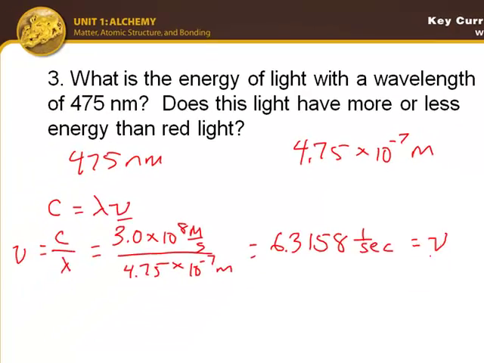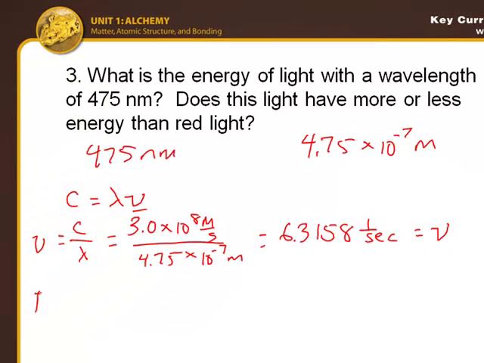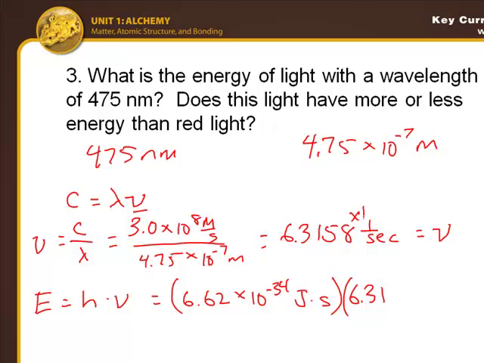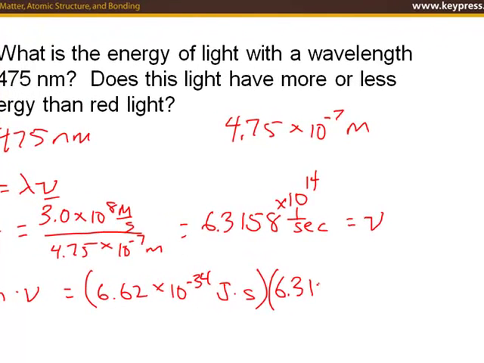That's the frequency. Then the second equation we use is energy equals Planck's constant times frequency. Planck's constant is 6.62 times 10 to the negative 34th. Again, we look that up, and then we multiply by 6.31 times 10 to the 14th, that should be up here, pardon me. 6.3157 times 10 to the 14th, and it's inverse seconds.